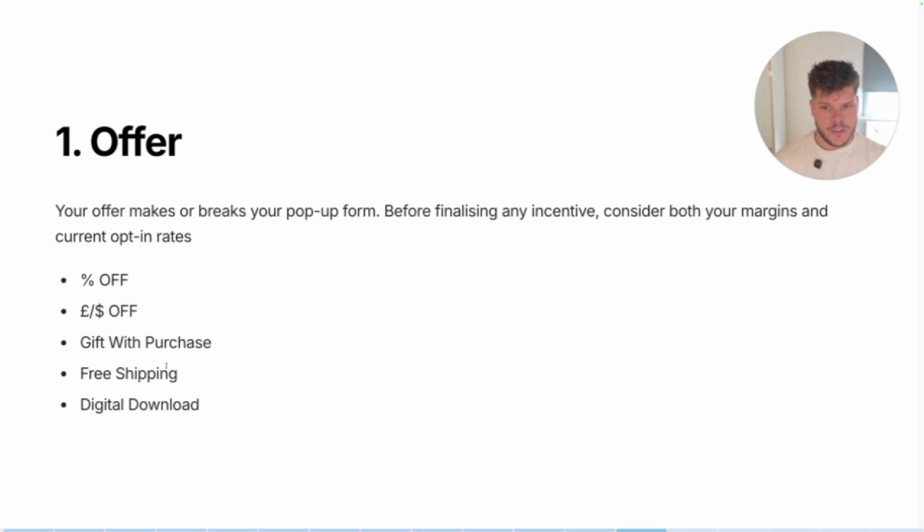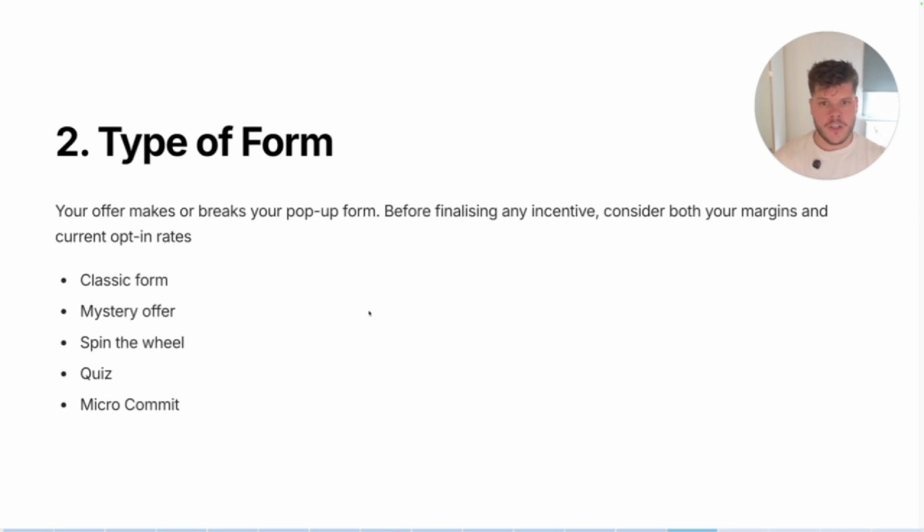You could do a gift with a purchase. You could do free shipping or a digital download. Just a few ideas you could try. So you've got your types of forms that you could do.